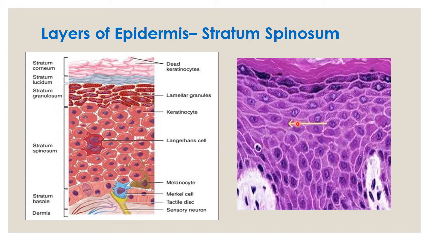Among the stratum spinosum cells, or the keratinocytes of the stratum spinosum, there are special cells which are called the Langerhans cells. These Langerhans cells play an important role in antigen presentation. They are the antigen presenting cells and help to play an important role in the immune response.